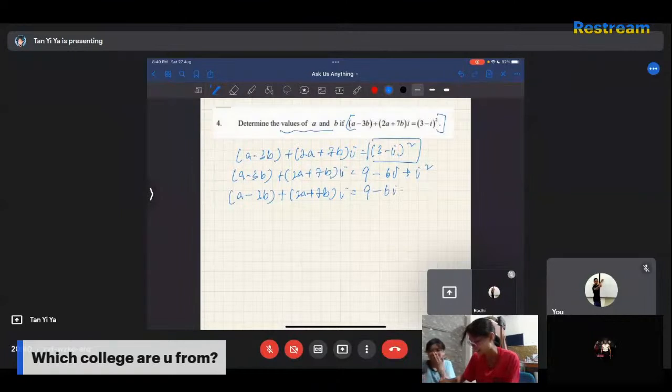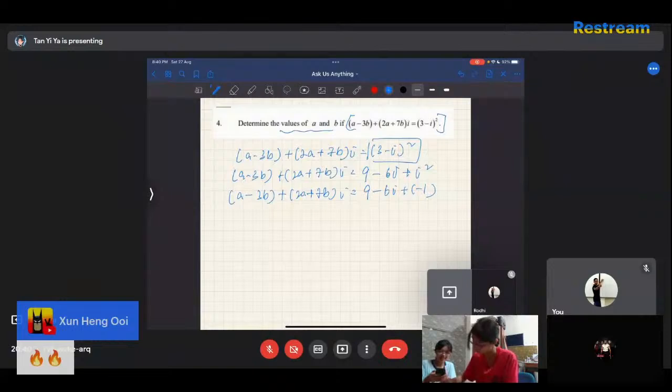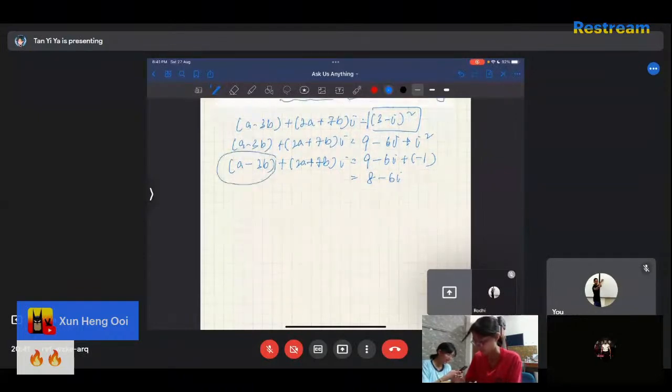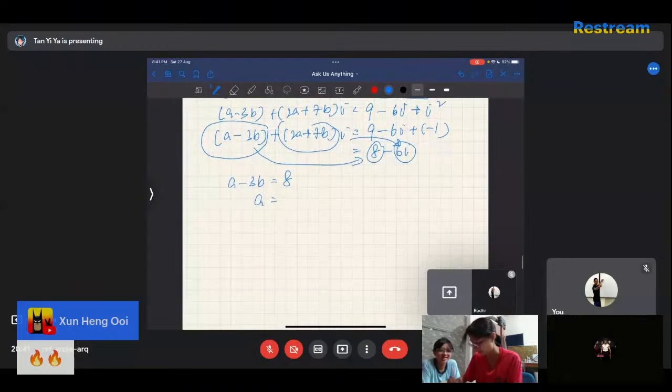Okay, it will be -1. So the equation will be 8 minus 6i. To compare this, we compare the real number with the real number and the imaginary number with the imaginary number. So a minus 3b will be equal to 8. To make our further calculation easier, we may write it in this form.